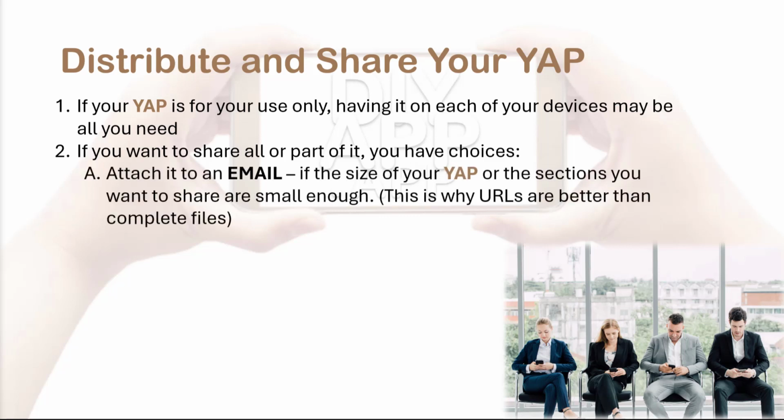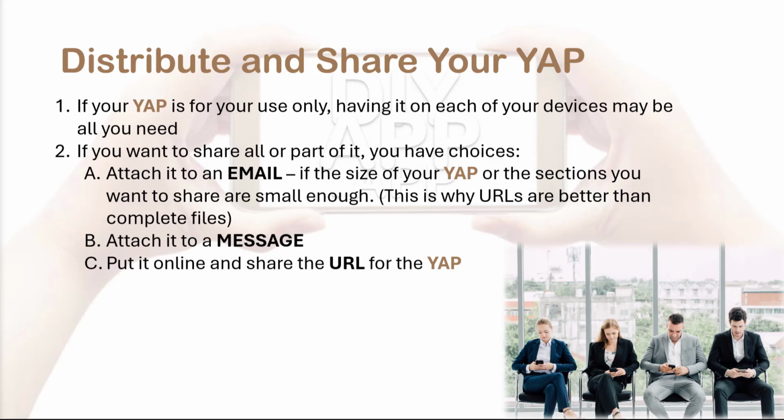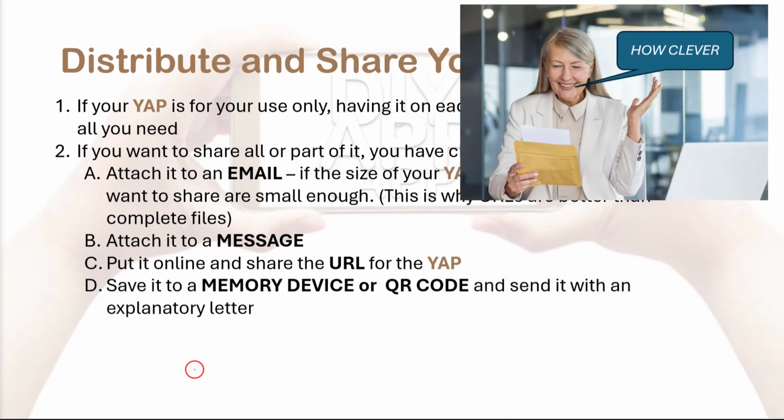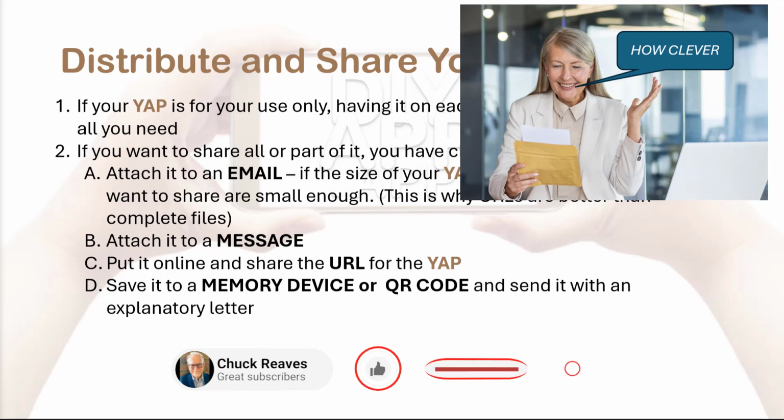Attach it to an email and send it to people that you choose. The email will have a small PDF attachment, because you're using URLs instead of files. You can attach it to a message. You can put it online and then share the URL for your YAPP, which is how you found this YAPP. Save it to a memory device or a QR code and send it with an explanatory letter.